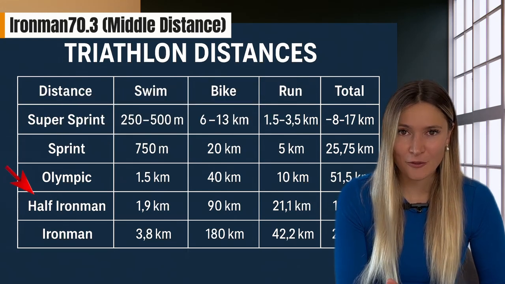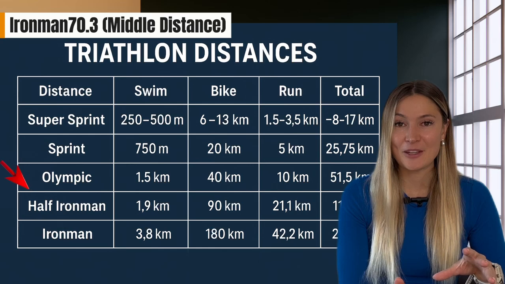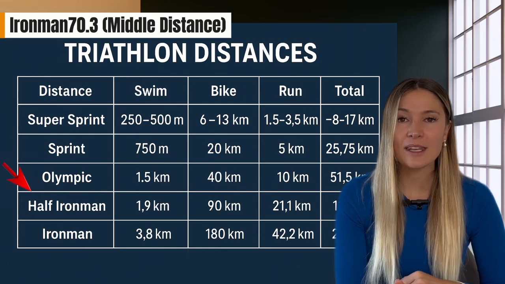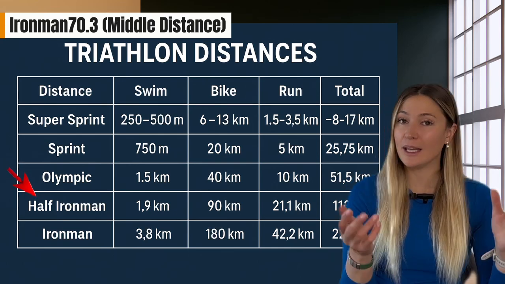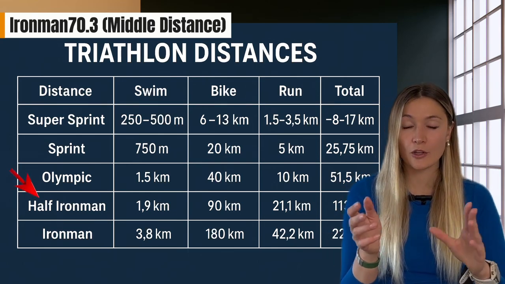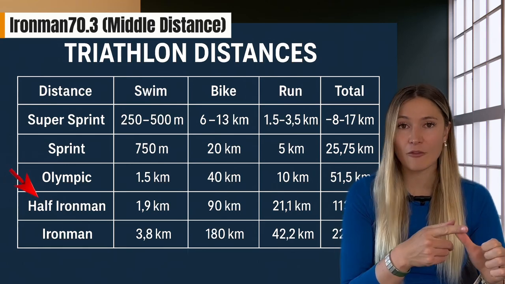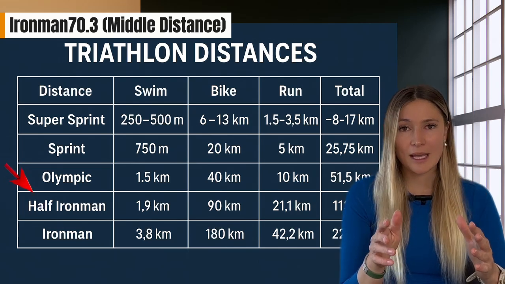Because what are you doing for the middle distance? For the middle distance, you do 1.9 kilometers of swimming. Then you go onto your bike for 90 kilometers, and then you go to the run for a half marathon, half marathon 21.1 kilometers. This is the middle distance, half Ironman, Ironman 70.3, however you want to name it.